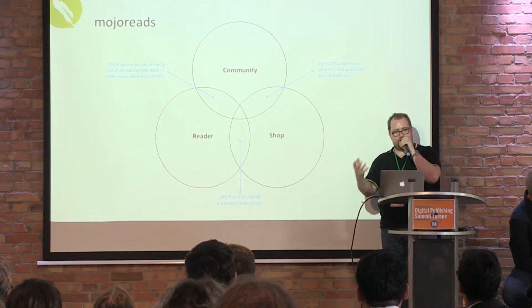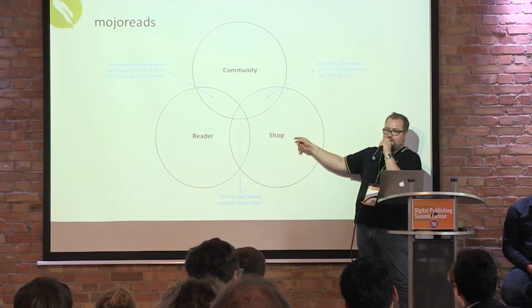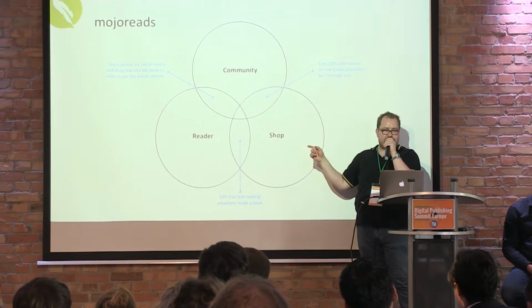So basically, the core product of mojoreads is a combination of community elements, shop elements, and reader elements, which we're still not there where we want to be, but it's getting more and more smooth. We want to integrate it into a really seamless user experience. So every time you come across a book you might like, it should just take one click and you are in a reading sample, or another click to actually buy the book.